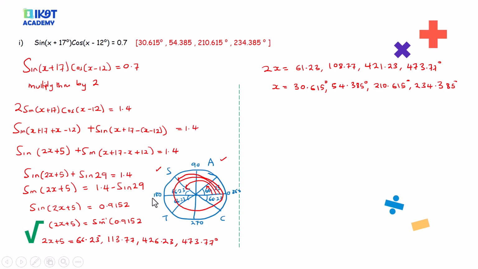But remember, there are more angles. It's not just one answer. So we draw our quadrants, then all students take coffee. Then we'll see that sine is positive here and here.